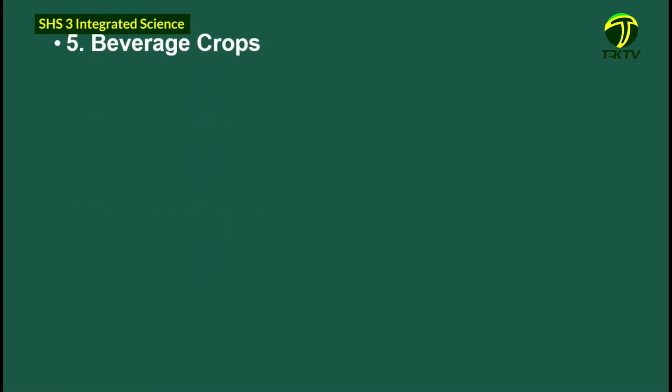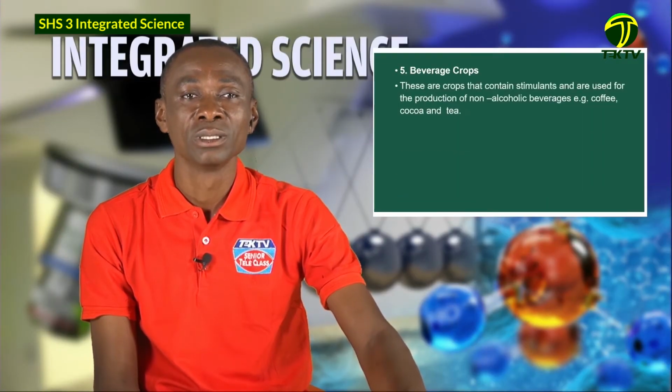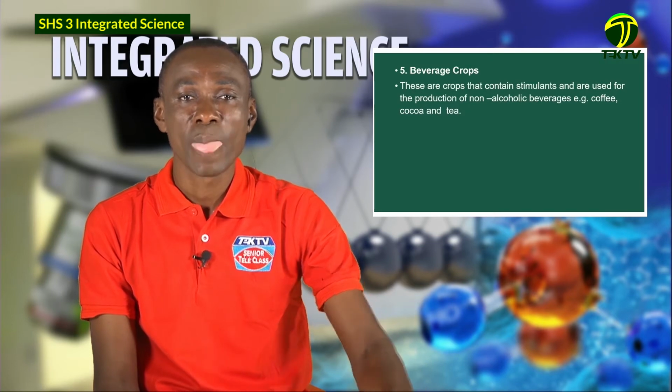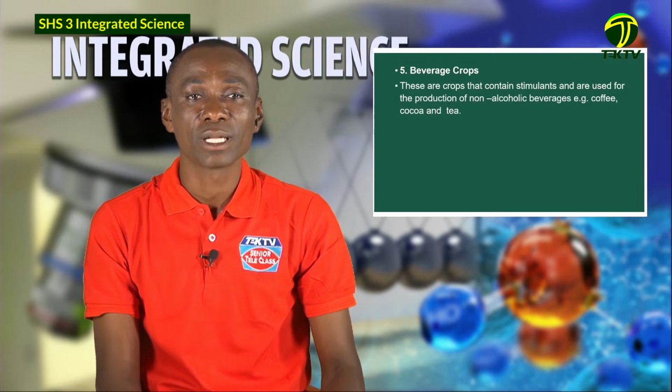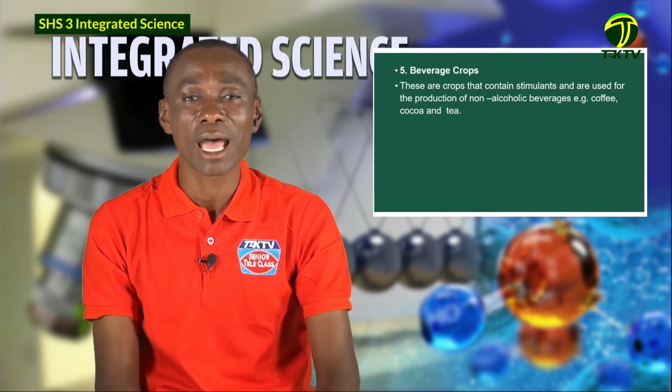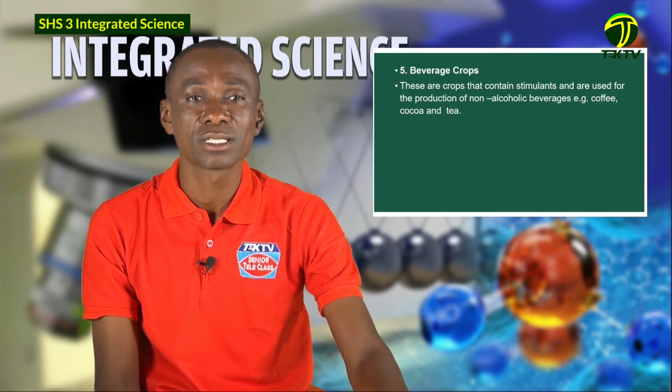Our next class of crops are referred to as beverage crops. These are crops that contain stimulants and are used for the production of non-alcoholic beverages. Examples include cocoa, coffee, and tea.